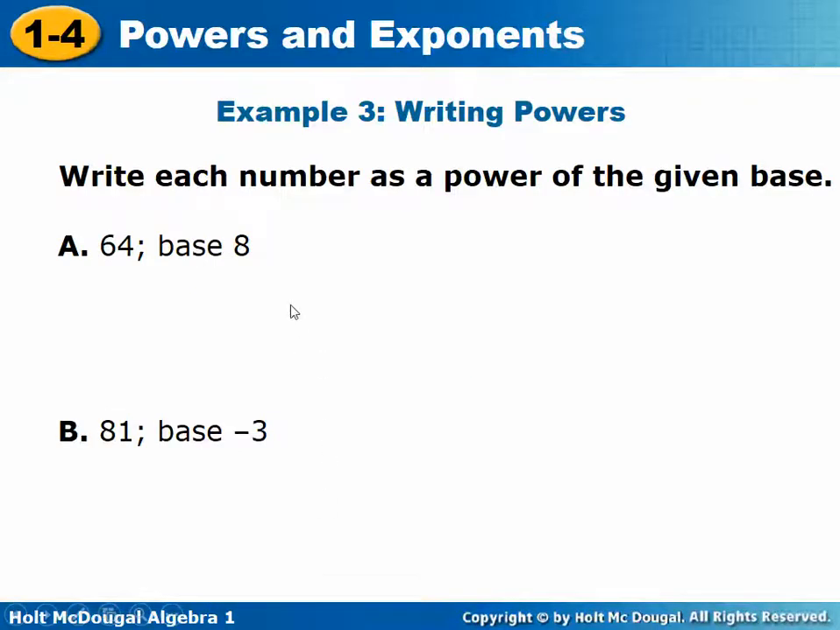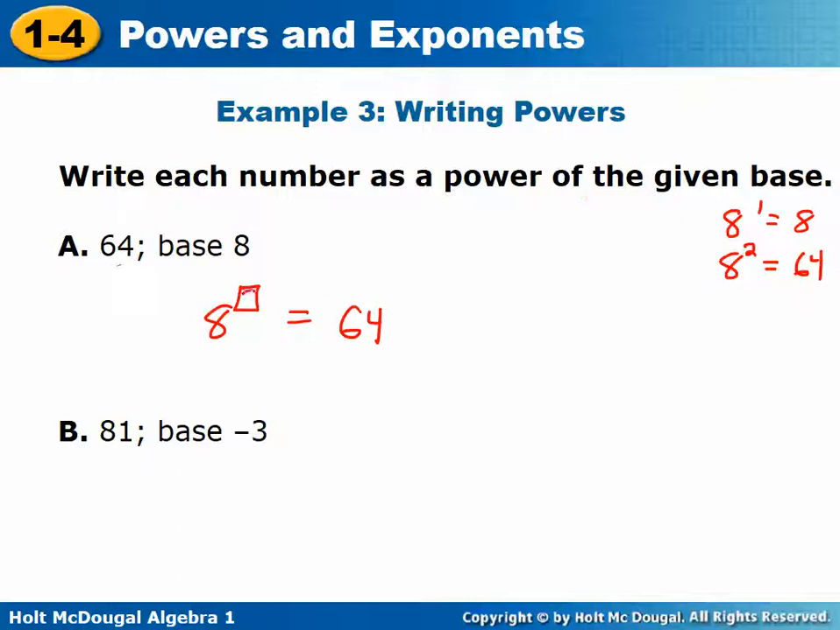In these examples, they tell you what to do for the base. They want you to have a base of 8. So we're going to go ahead and write that, and then I'm just going to put a box. And that has to equal 64. We're trying to figure out what is the exponent, so that when you take 8 to that exponent, you'll get 64. So let's just do some off to the side. Well, 8 to the first power is 8. 8 to the second power, that means 8 times 8, that's 64.